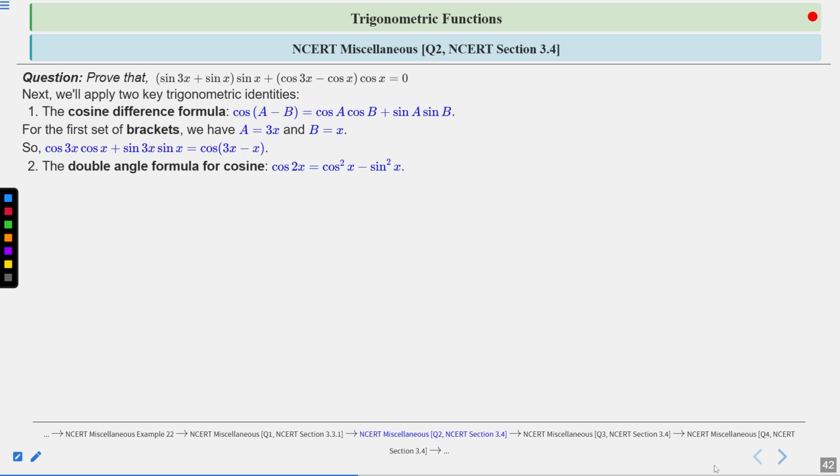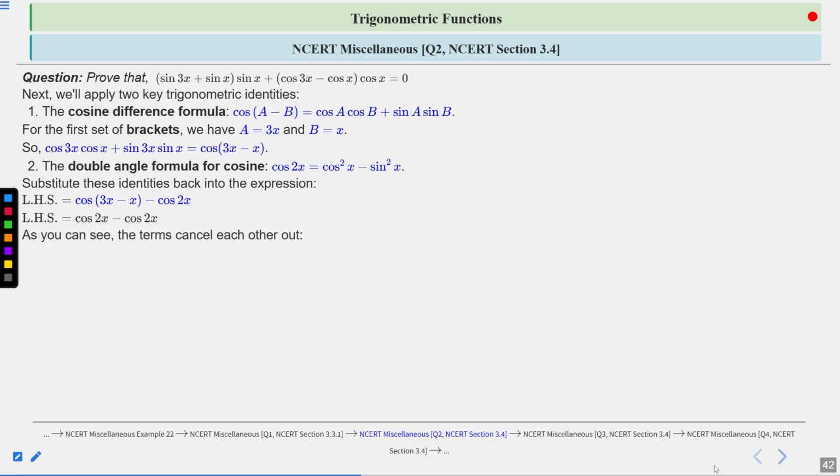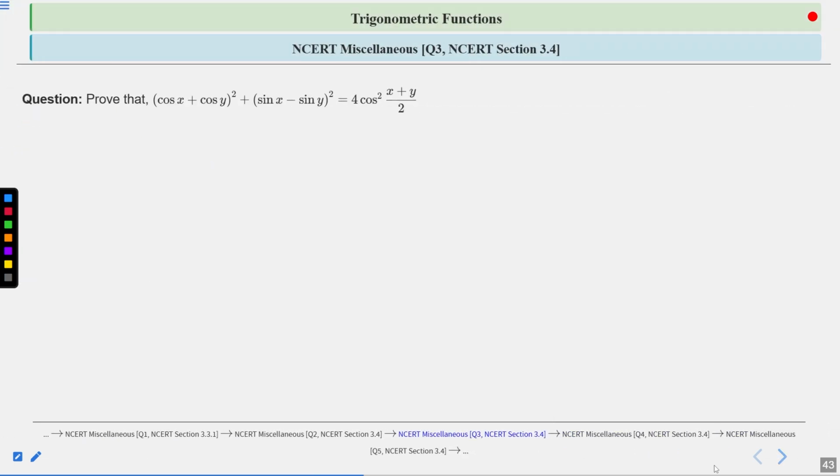Now second, the double angle formula for cosine, which is cos 2x equal to cos square x minus sin square x. Substitute these identities back into the expression. We get LHS is equal to cos of 3x minus x minus of cos 2x, right? So LHS will be equal to cos 2x minus cos 2x, right? As you can see, the terms cancel each other out. So LHS is equal to 0. This matches the right hand side RHS of the identity, proving it, right? Okay.